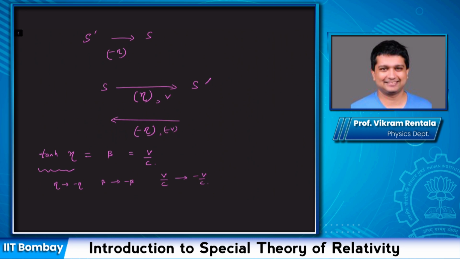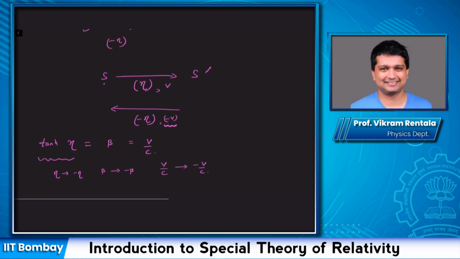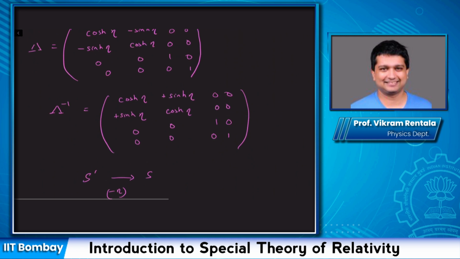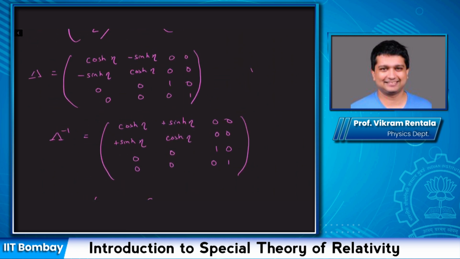That is fairly satisfying, especially from the point of view of Galilean relativity. If the frame S prime is moving at a speed v relative to the frame S, then the frame S is moving relative to S prime at a velocity, rather, minus v. That is, it's moving along the negative x direction with a speed v. So transformations and inverse transformations are just related by a change of v to minus v, or eta to minus eta, or equivalently beta to minus beta.